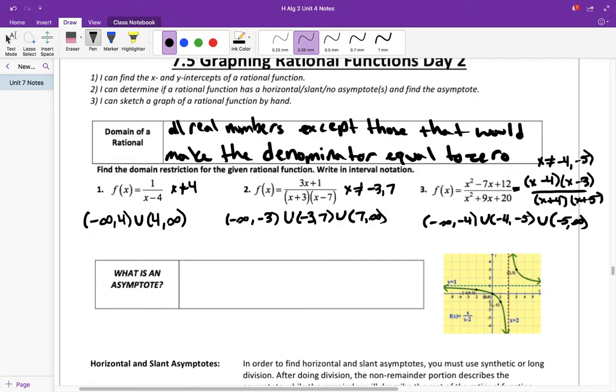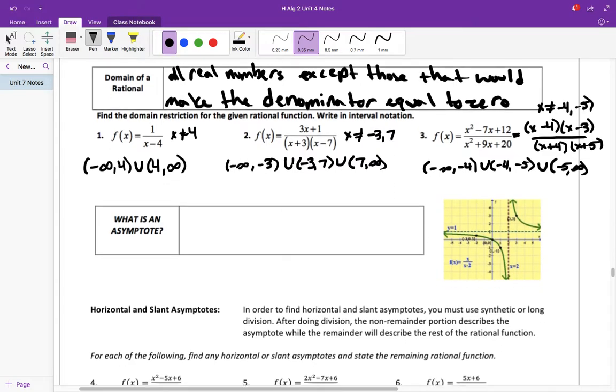So really, domain restrictions just tell you what you can't have for your x variable. Every other real number works from negative to positive infinity. So you just use those domain restrictions to put your breaks in your domain. But that would be how you'd write it in interval notation. You might have seen on Big Ideas Math where they want you to state that your domain is all real numbers except. That's doing the same thing. So like on number 1, you'd say all real numbers except x equals 4. For number 2, all real numbers except negative 3 and 7, and so on.